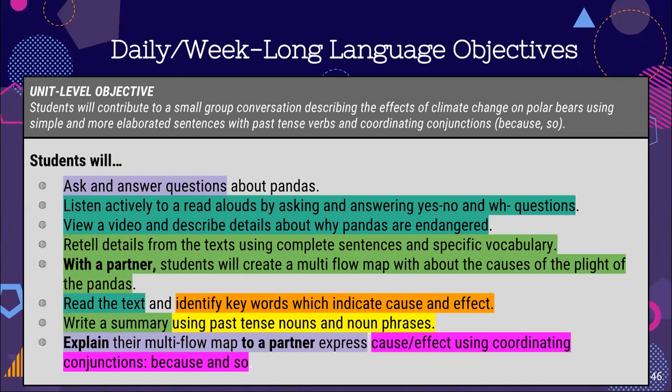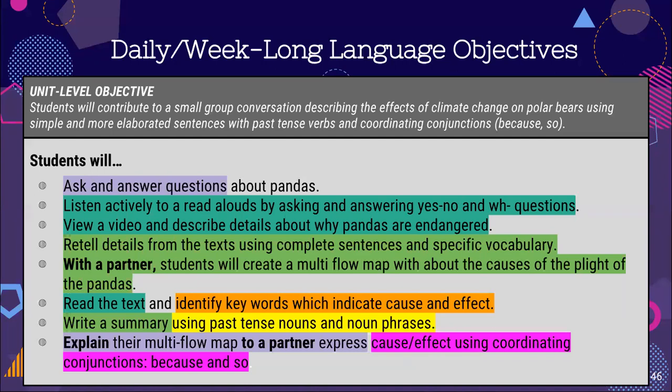So in that, what you'll see is, you'll see the mode. They're participating, contributing to a small group conversation. So this one is an oral language objective. And when you look at it, you can see the content. The content there is the climate change and polar bears. And the language, the grammar we're focused on is simple and more elaborated sentences using past tense verbs and coordinating conjunctions. So during this work, we had several different focuses.